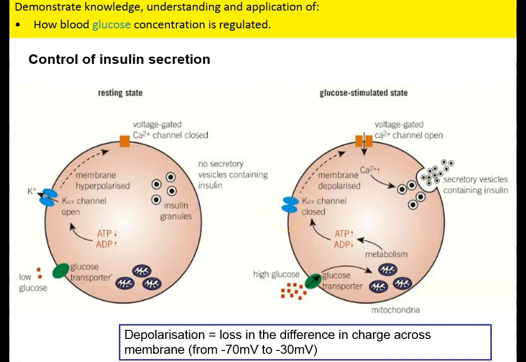So a high concentration of ATP within the cell causes them to shut. As those potassium ions can no longer pass out of that cell, we get a change in the potential difference across the membrane, and it changes from minus 70 millivolts to minus 30 millivolts, and we have depolarization. That depolarization causes those voltage-gated calcium ion channels to open, so of course calcium ions enter the cell and they cause the secretory vesicles to release insulin outside of the cell by exocytosis.